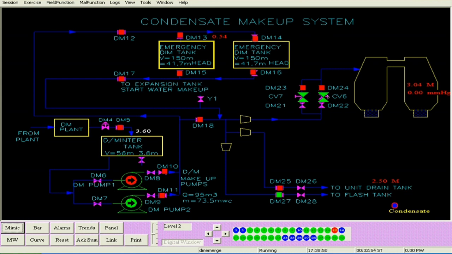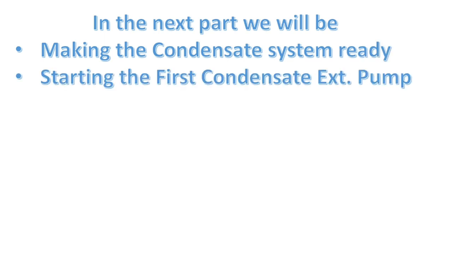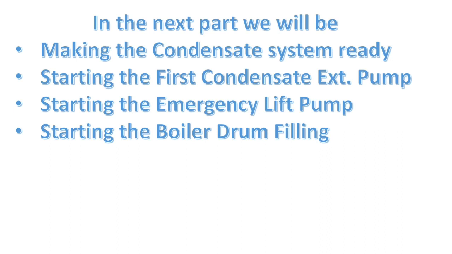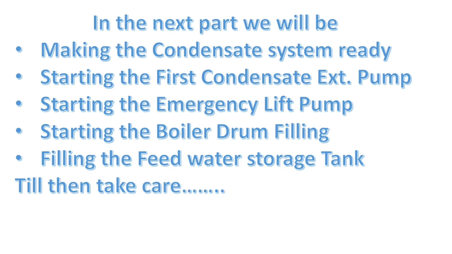As the levels have reached, we will stop here. We will save the file with the same name. In the next part we will be making the condensate system ready, then starting the first condensate extraction pump, then starting the emergency lift pump ELP, and starting the boiler drum filling. We will start the drum filling, and then fill the feed water storage tank, the FST or the deaerator.